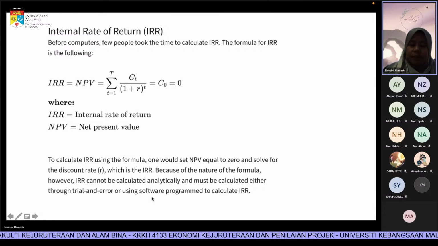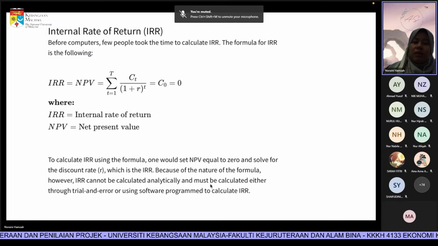Tu try and error. Software program ni taklah software sangat pun, masuk dekat dalam Excel je pun. Masuk ke Excel, you boleh calculate you punya IRR. Ni cakap, you buat je dalam formula dalam Excel siap-siap. Lepas tu, masukkan nilai T, masukkan nilai-nilai cash flow dia, dapatlah dia punya R.